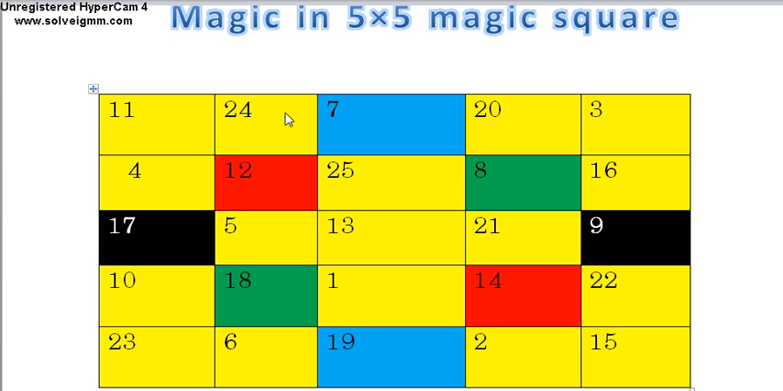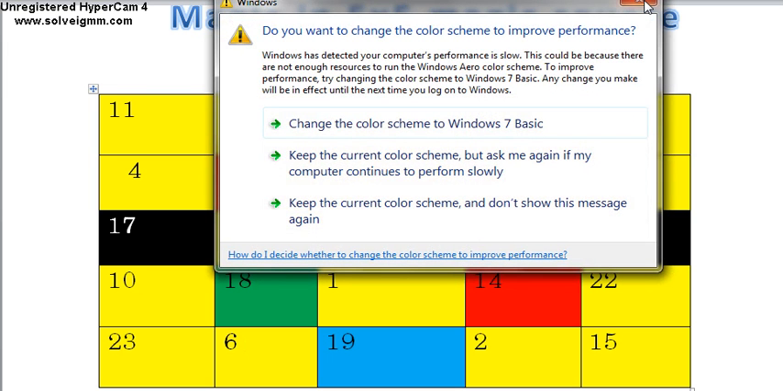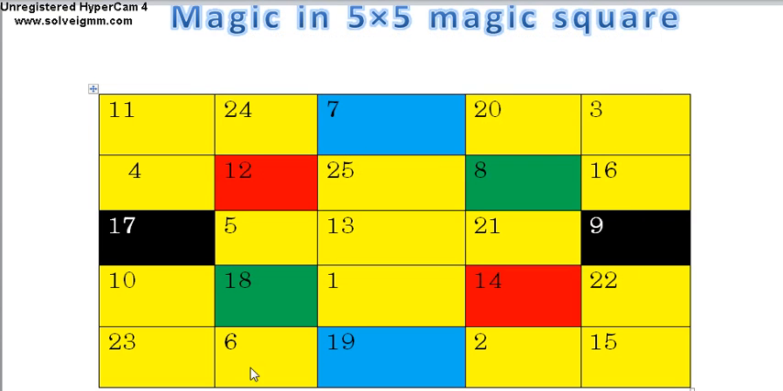And second column first row 24, fourth column fifth row 2. The sum of these two cells is 26. First row fourth column and fifth row second column 6. The sum of these two cells is 26.